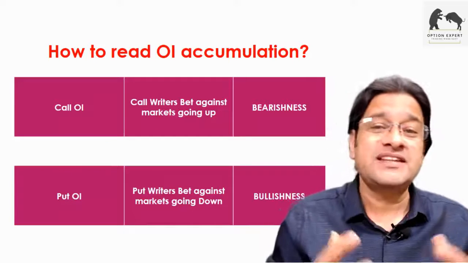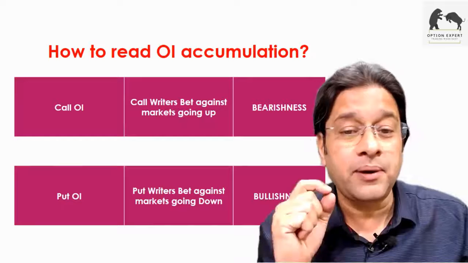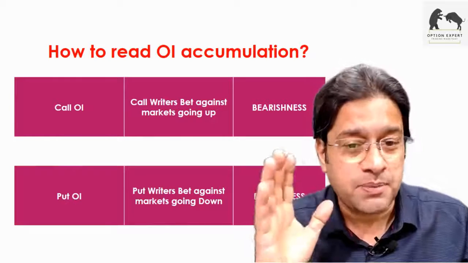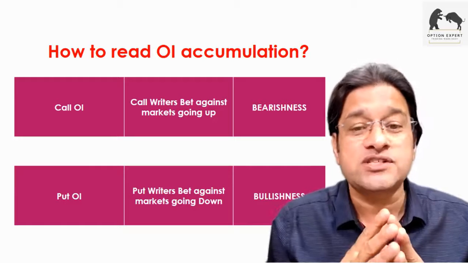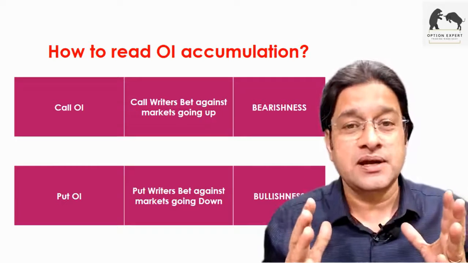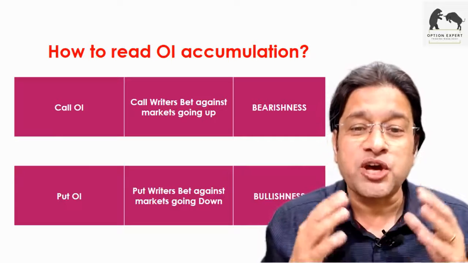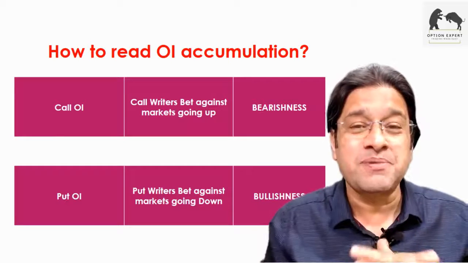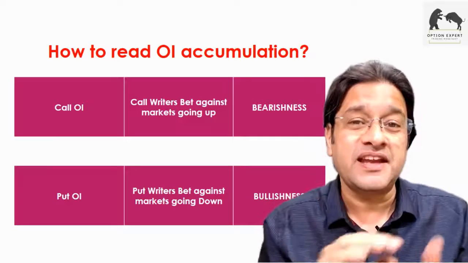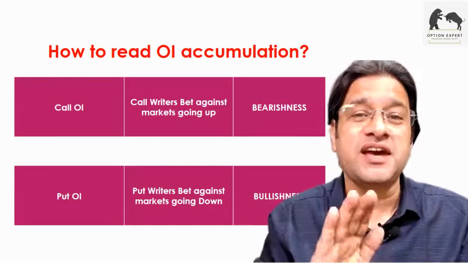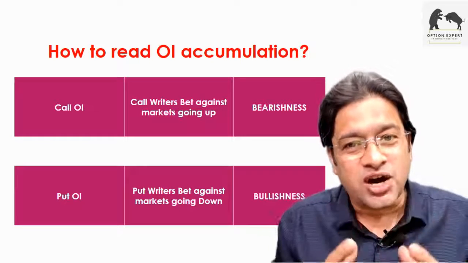Now, how do you read this accumulation? Initially, what does our mind say? When people are bullish, they buy calls, right? People are bullish, they buy calls, which means if calls are getting accumulated, we always think that the market is bullish. If the market is bearish, there will be a lot of put accumulation. But we are wrong. Remember how the contract actually begins. The contract only begins when there is a writer, somebody ready to issue the insurance. A writer is needed to actually start a call or a put.